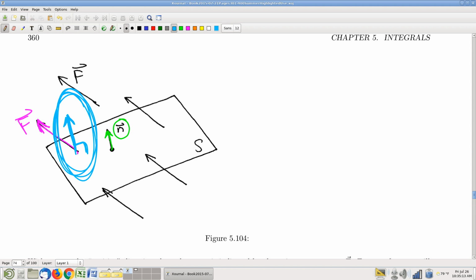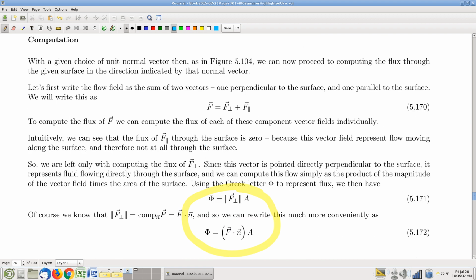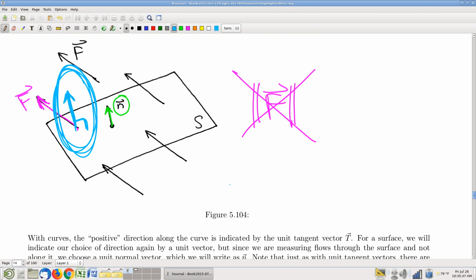Right? And so we're not interested in the magnitude of F itself. That magnitude of F itself includes consideration of how much the fluid's flowing parallel to our surface. It's silly, right? What we want to know is the magnitude of that perpendicular component, perpendicular to the surface. So this is F perp. We want to know the magnitude of F perp.